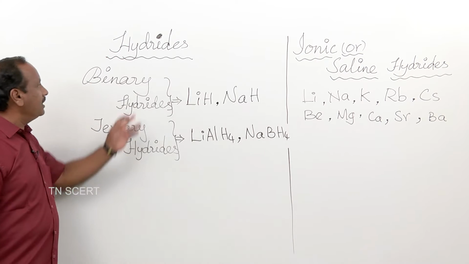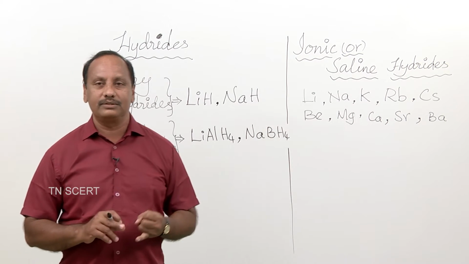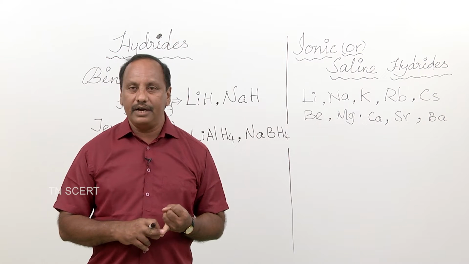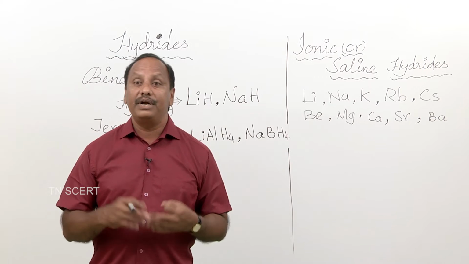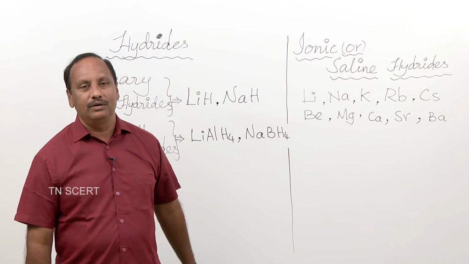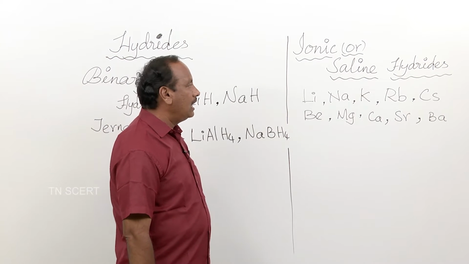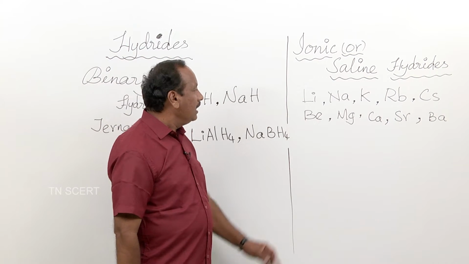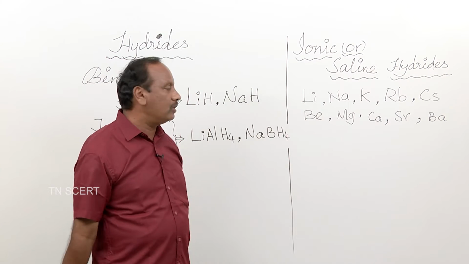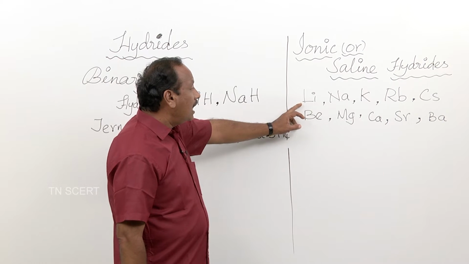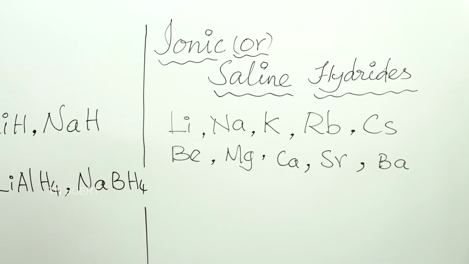On the basis of the bonding in hydrides, hydrides are classified into three types. One is ionic hydride, another one is covalent hydride, the third one is metallic hydride. So, we discuss one by one. The first one is ionic hydrides or saline hydrides. In these hydrides, hydrogen combines with highly electropositive elements like alkali metals and alkaline earth metals to form the hydrides.